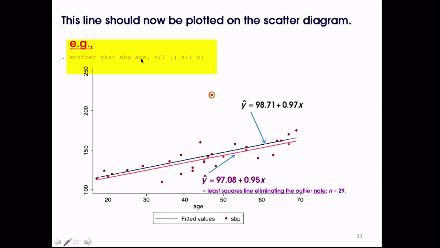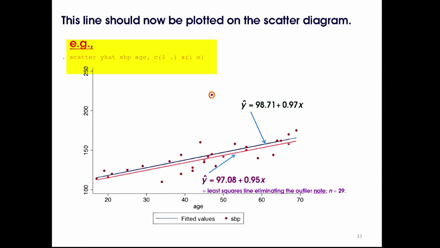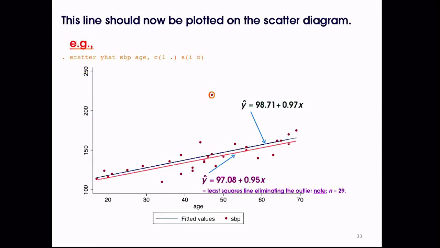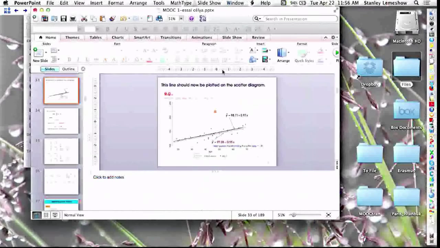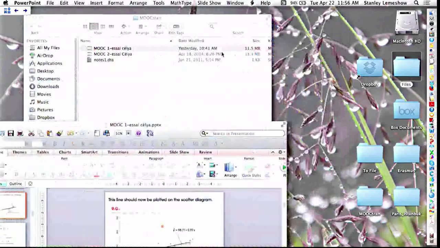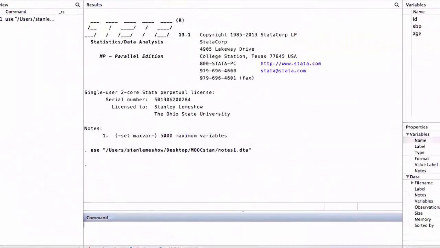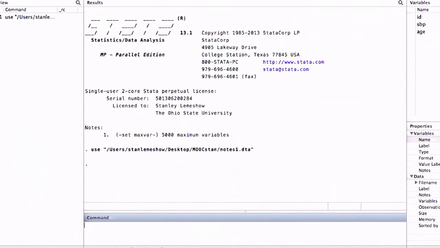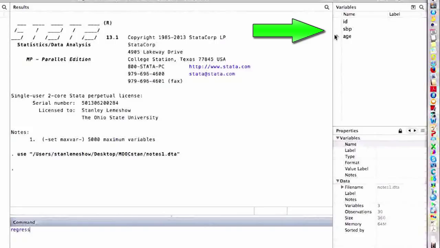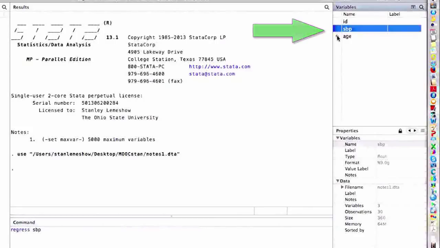Now, the way you do this, when you're in Stata, perhaps I'll just divert for a second here. Let's go back to Stata, and I'm going to call up the data file that I have. So here we're back to this data file, and let's say I want to do a regression analysis where my dependent variable is blood pressure and my independent variable is age. So I would give the command regress, systolic blood pressure as the dependent variable, and the independent variable is age.